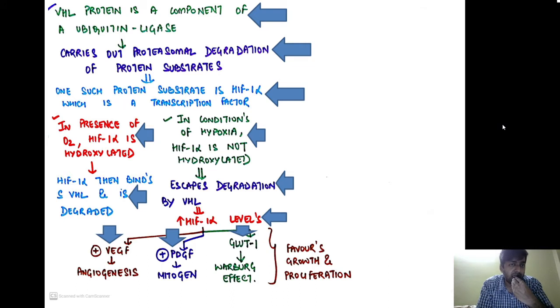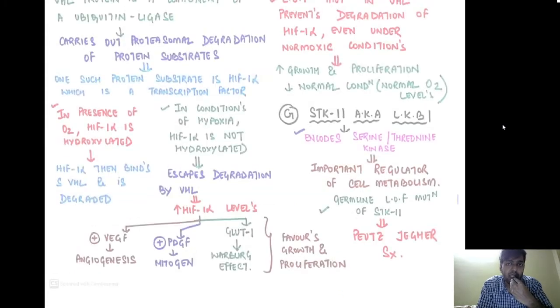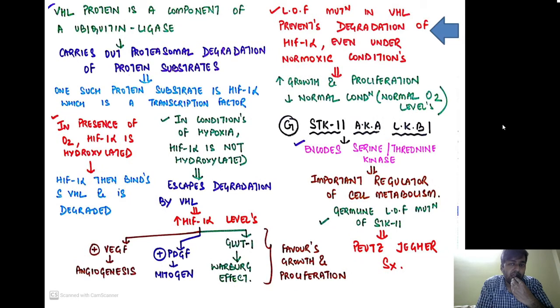So suffice it to say that when the VHL protein is functioning normally, HIF1 alpha is kept in check by degradation and there is no excess growth and proliferation. But in the absence of the VHL gene, there will be an increased amount of HIF1 alpha leading to increased growth and differentiation. So loss of function mutation in the VHL will prevent the degradation of HIF1 alpha even under normal oxygen conditions, that is when the oxygen levels are normal. Even in that situation, there will be growth and proliferation.